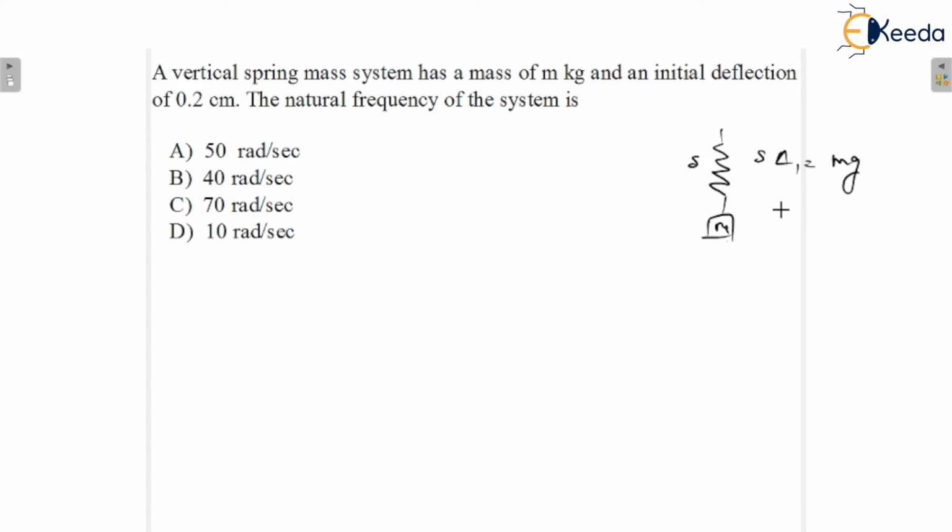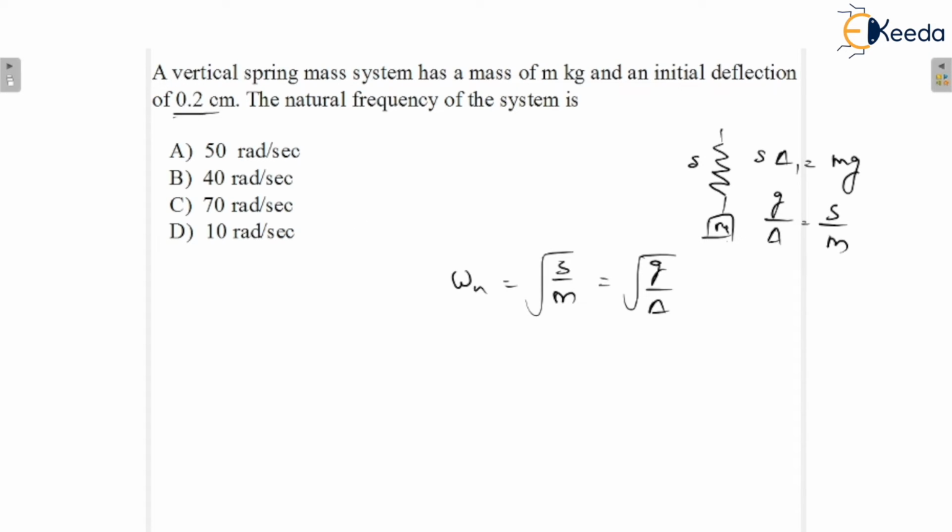So here you can see that g by delta is equal to s by m. Okay, so natural frequency we know that it is equal to under root of s by m, but here stiffness is not given, deflection is given, so we will consider this formula under root of g by delta.